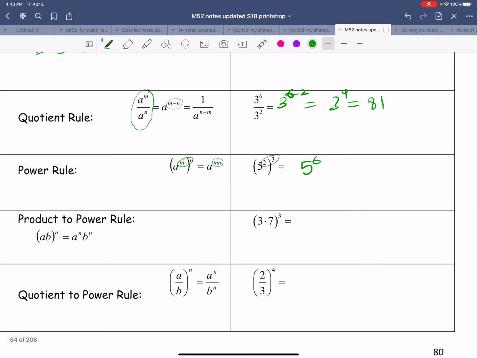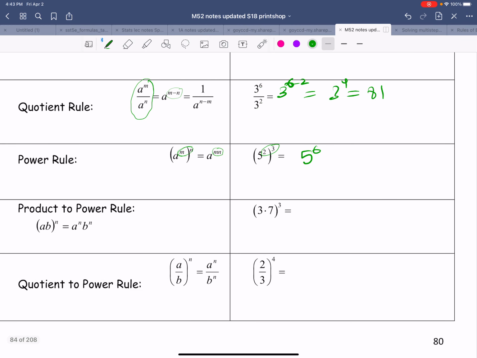Product to power rule. So here we have a product inside and exponent outside. Every single base inside will get the outer exponent. So (3 times 7) to the third power will be 3 to the third power times 7 to the third power, which is going to be, I'm not going to simplify that. Just leave it at this point, but you can go ahead and use a calculator, multiply, and figure out what that is going to equal.